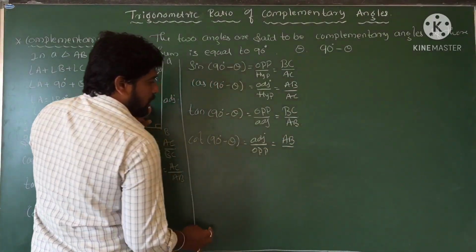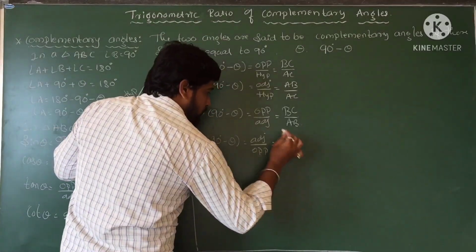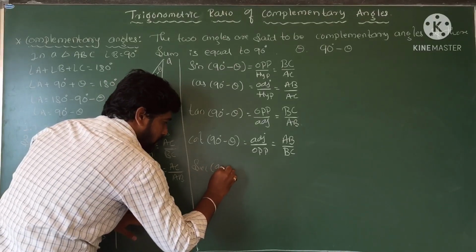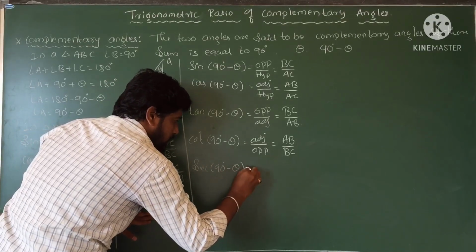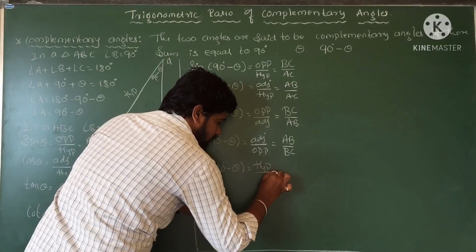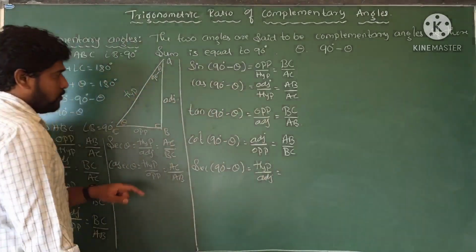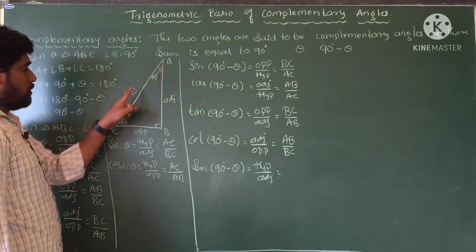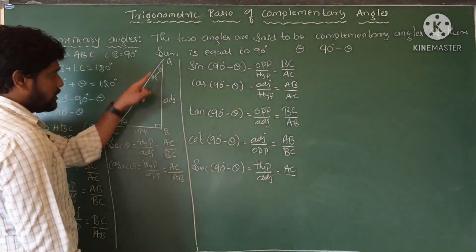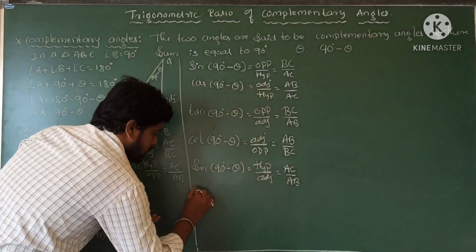AB divided by opposite is BC. So next I will consider sec 90 minus theta. Sec 90 minus theta is hypotenuse divided by adjacent. What is the hypotenuse? AC. AC divided by adjacent is AB.